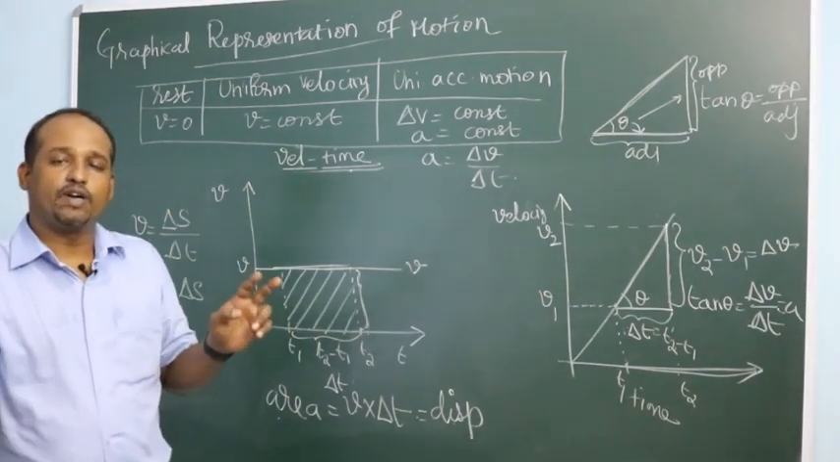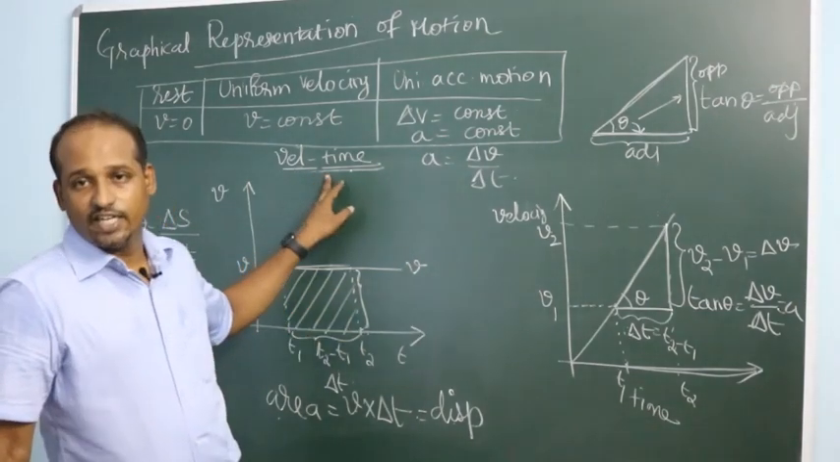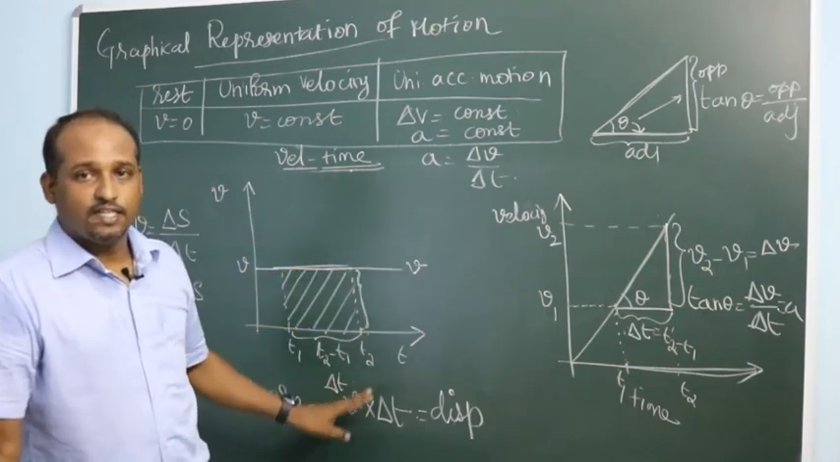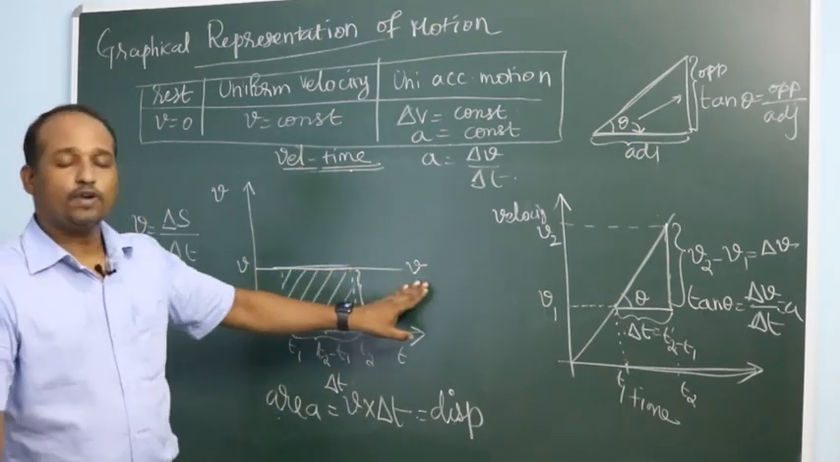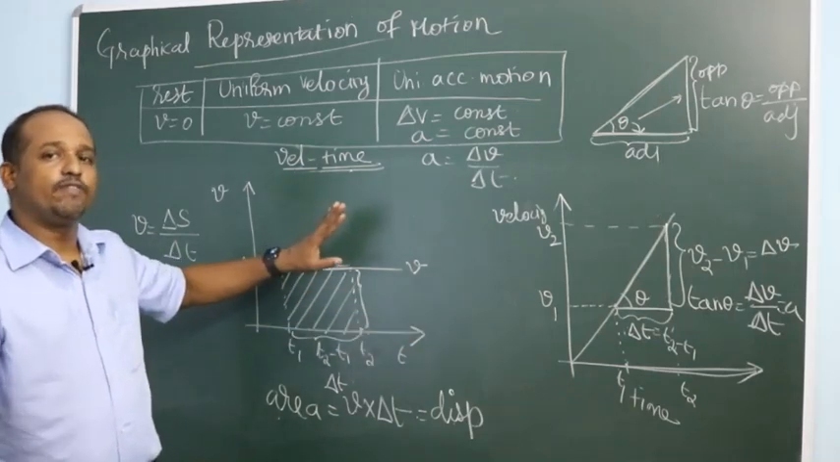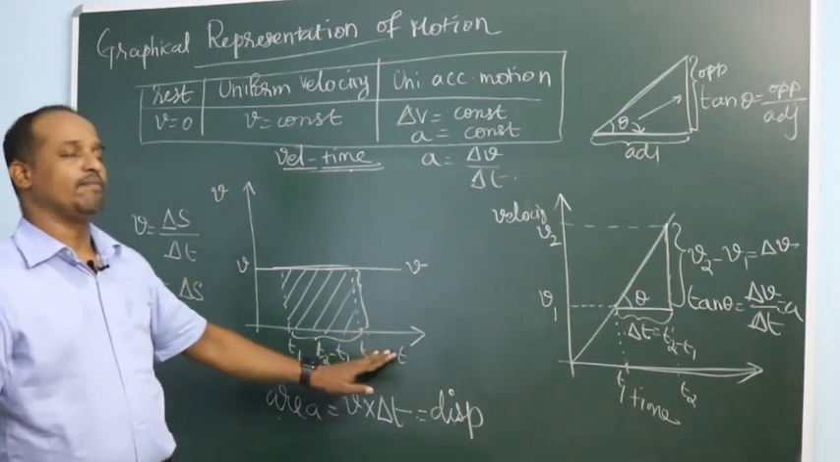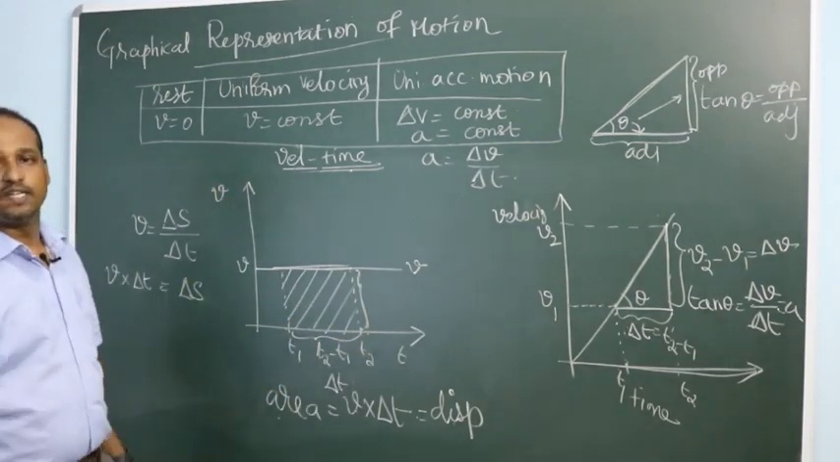There are two important quantities we can derive out of a velocity time graph. In a velocity time graph, slope is acceleration, area is displacement. This is not only true for uniform velocity, even for non-uniform velocity, for everything, the area of the velocity time graph gives you displacement.